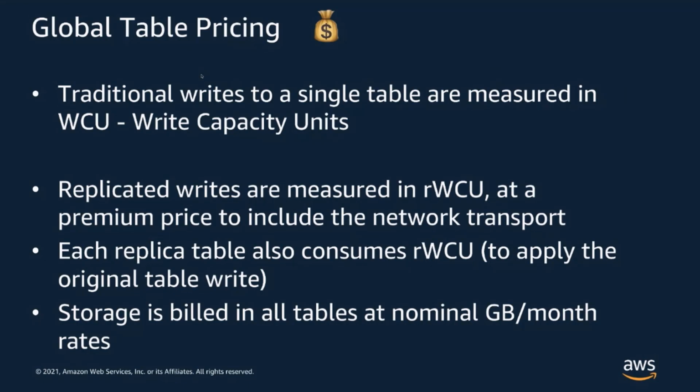And then the other replica side, the target, is also going to need its own write. So that also consumes the equal amount of RWCU to apply all the changes. So you can estimate your cost there by assuming you need to have 2x the writes for a two-way replication at those RWCU rates. And then the storage is billed the same rate, but you're going to have 2 tables instead of 1 table, so you'll expect 2 times the storage cost in that case at the nominal gigabyte per month rates that you can find online.